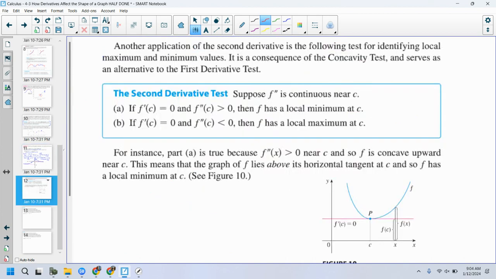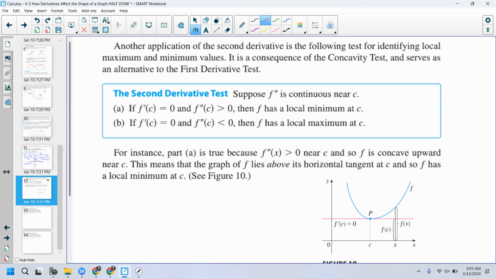Okay, last thing we're going to talk about, last new thing for the notes here. It's what's called the second derivative test. Now, the first derivative test and the second derivative test tell you the exact same things. Okay? They have the same conclusions. They both tell you where there are maximum and minimum points.